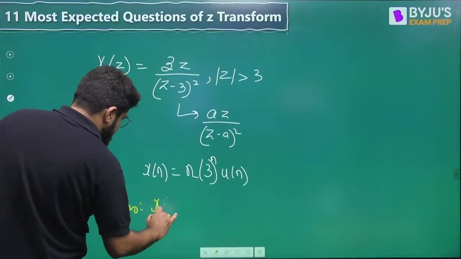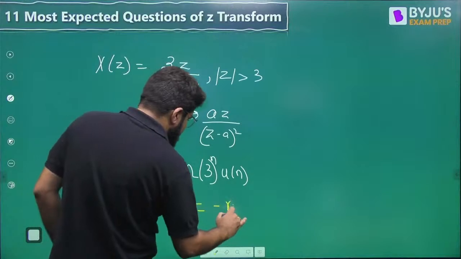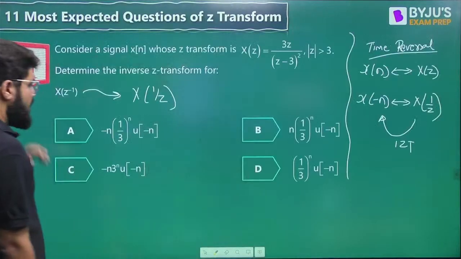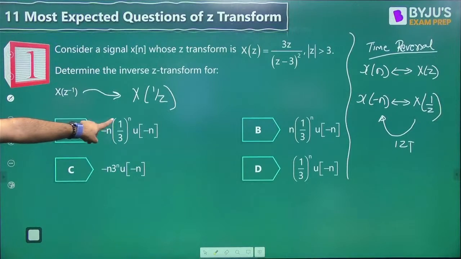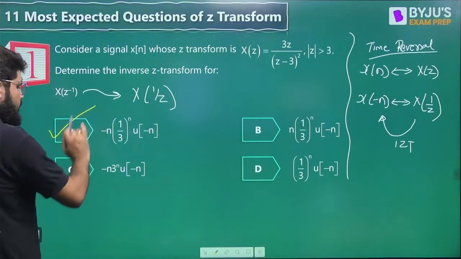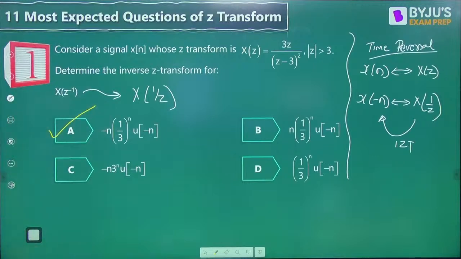So the answer is x of minus n, that is minus n, 3 power minus n, u of minus n. 3 power minus n is 1 by 3 power n. That can be written as 1 by 3 power n, u of minus n. Very clearly option number A is correct. Right, 3 power minus n, so this is not correct.